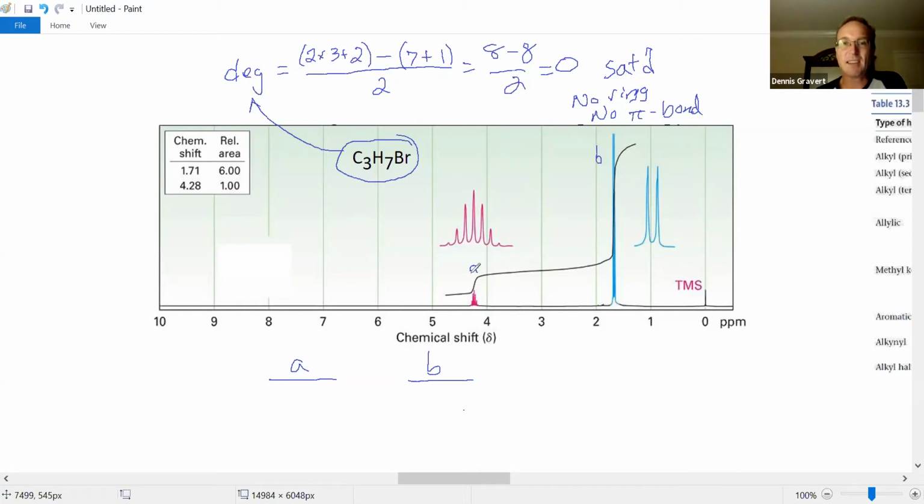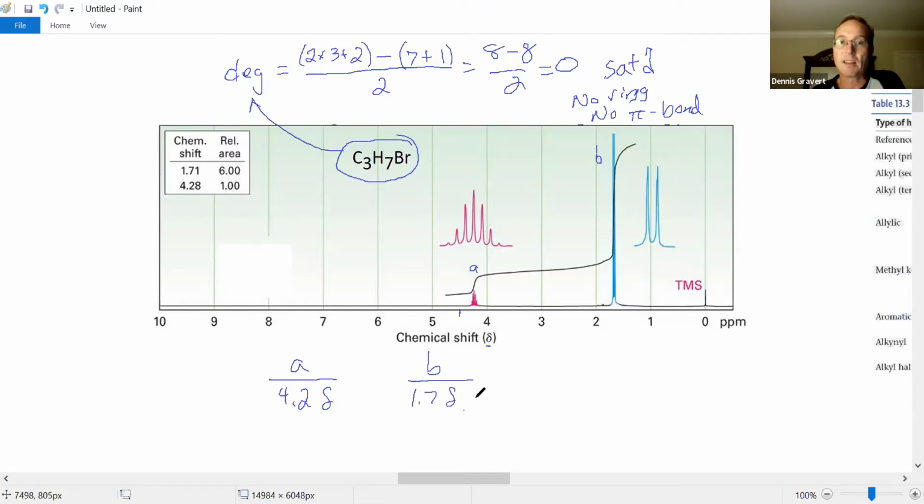So peak A is about what? 4, and then just a guess. That's about 4.5. That's about 4.25. Let's just say 4.2. And you can write ppm, or I'm going to use a delta scale, the little Greek letter delta to represent the position. What's this peak? Peak B is about, I don't know, 1.7? Something like that.